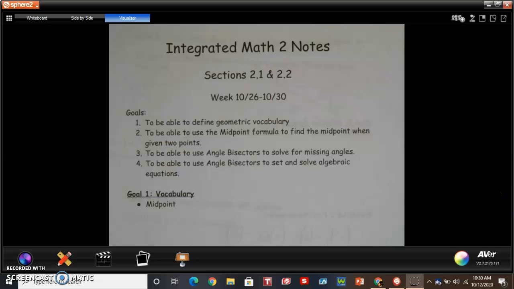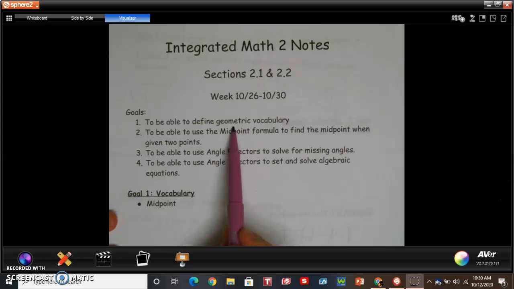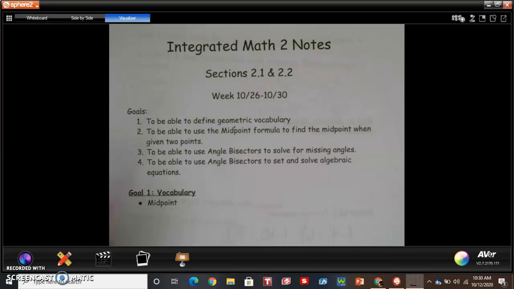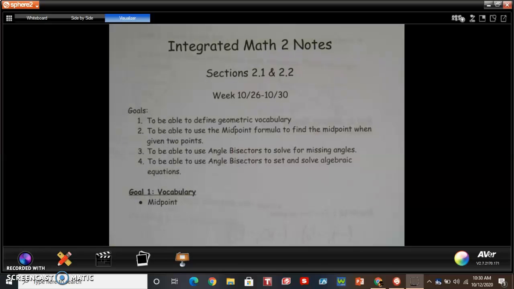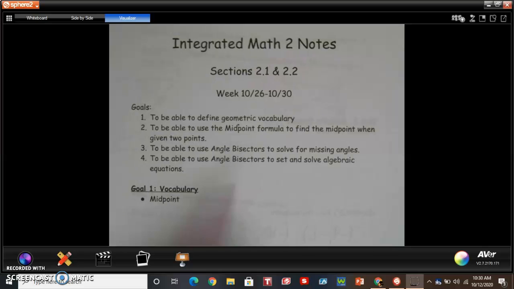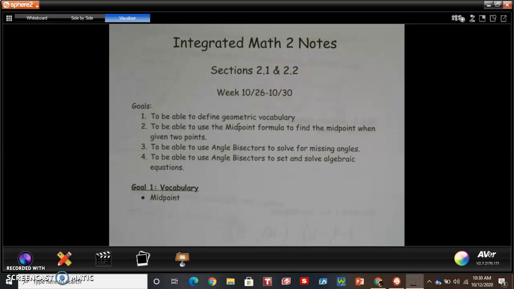All right, hi everyone. We have 4 goals today. We're going to be able to define some geometric vocabulary. We're going to be able to use our midpoint formula to find a midpoint when given 2 points. We're going to be able to use angle bisectors to find missing angles, and we're going to be able to use angle bisectors solving algebraic equations. So let's start with goal 1, our vocabulary.